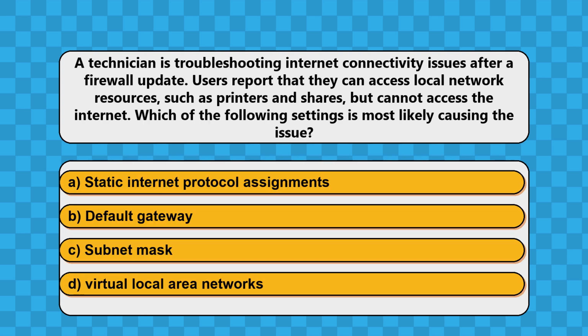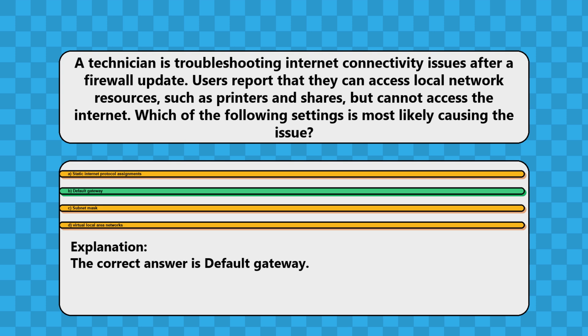Question 21. A technician is troubleshooting internet connectivity issues after a firewall update. Users report that they can access local network resources, such as printers and shares, but cannot access the internet. Which of the following settings is most likely causing the issue? Option A, static internet protocol assignments. Option B, default gateway. Option C, subnet mask. Option D, virtual local area networks. The correct answer is option B, default gateway.